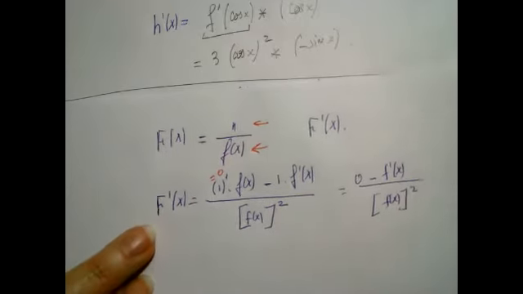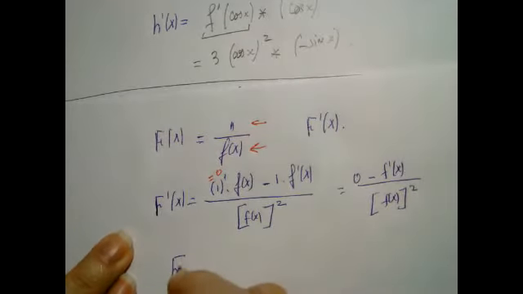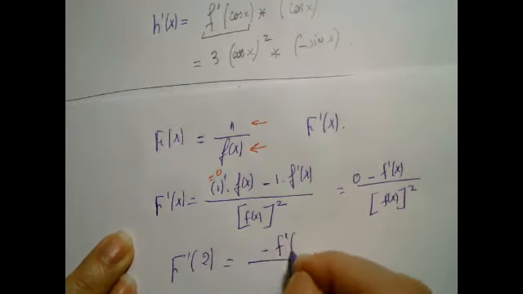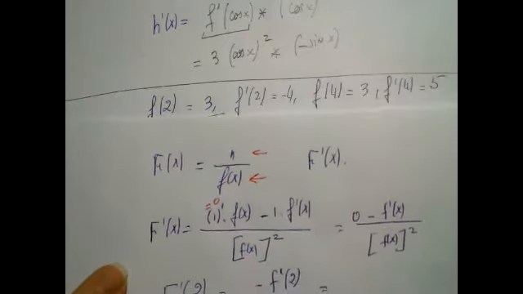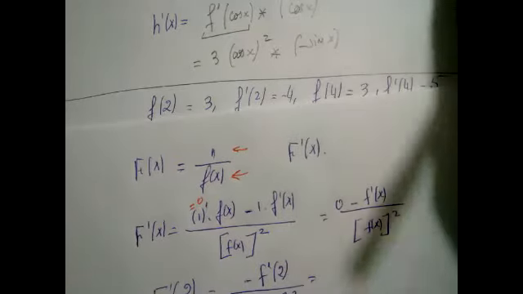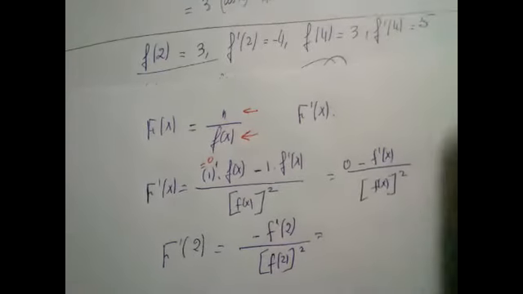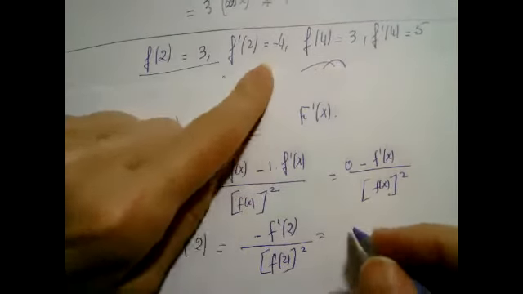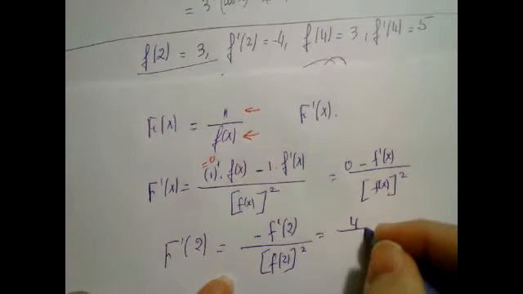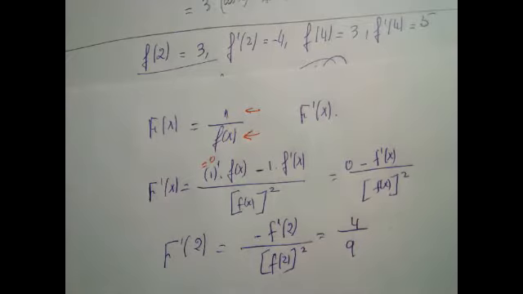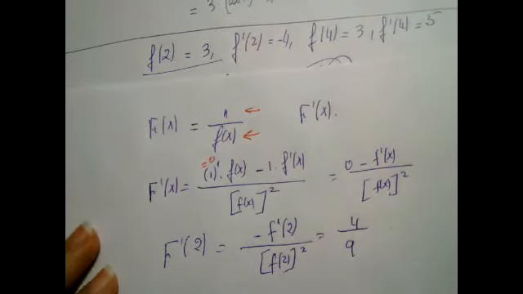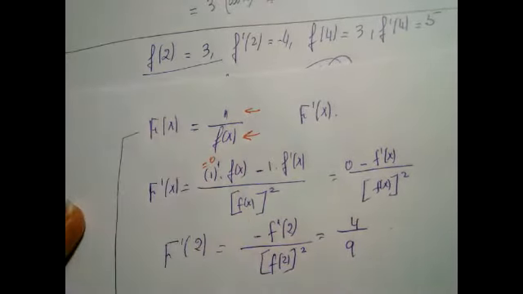Now I evaluated. Once I found it for any value, I evaluated at 2. So it's going to give me minus f prime at 2 over f of 2 squared. And now I pick up the values from here. And let's see what we got. F prime at 2 is -4. And the minus f of 2 was a 3. F of 2 squared, it's a 9. So the answer is 4 over 9.